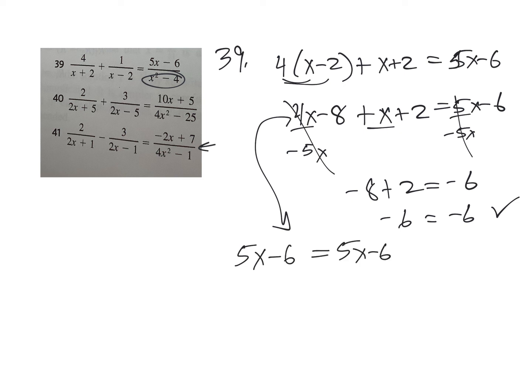The second that the left and the right side are equal to each other, identical, then it's infinitely many solutions. That's what it means. It's no solution if you end up with something like this, -1 equals 5. Well, no, -1 doesn't equal 5. So that would have been a no solution. All right, 41.